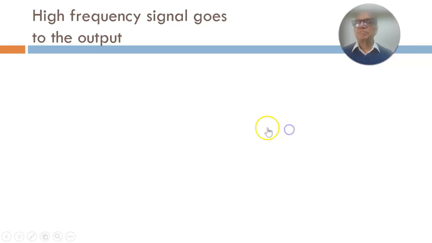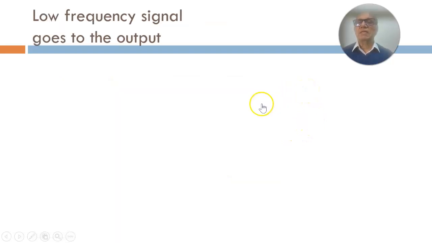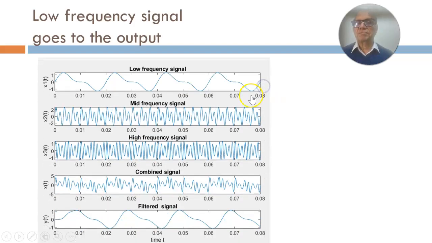Okay, then let us show the other case where the high frequency signal goes to the output. Again, low frequency, mid frequency, high frequency, the sum. Now look at the filtered signal, and if you carefully look at the waveform here, you will see it is same as the high frequency signal. So it is the high frequency signal which goes to the output. Finally, the low frequency signal goes to the output by choosing appropriate coefficients. So low frequency, mid frequency, high frequency combined, and the filtered signal extracts the low frequency signal.